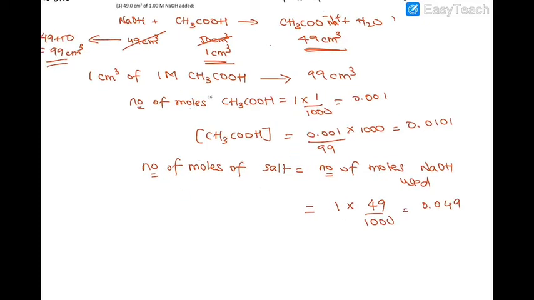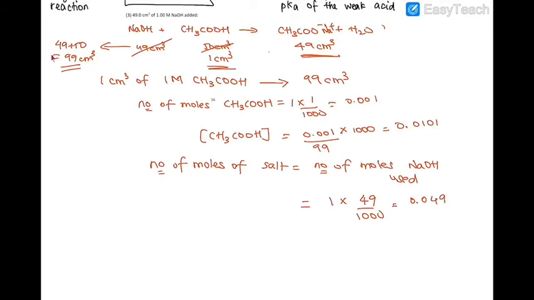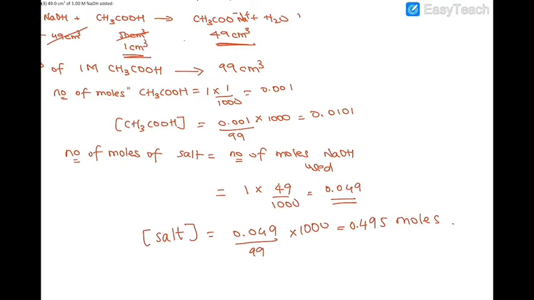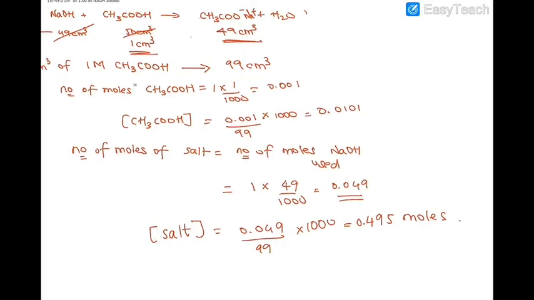Now this number of moles is present in the total volume of 99 centimeter cube. So from the number of moles and the volume, we can get the concentration of the salt. So concentration is number of moles divided by the volume times 1000, that's because it's in centimeter cube. So that's the concentration of the salt.